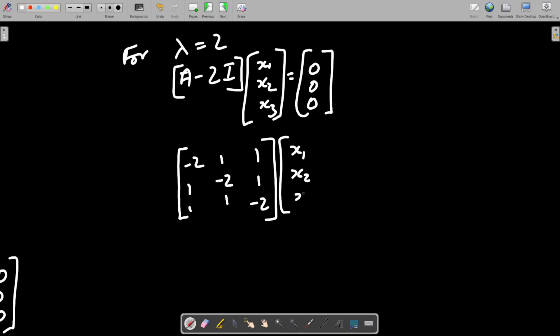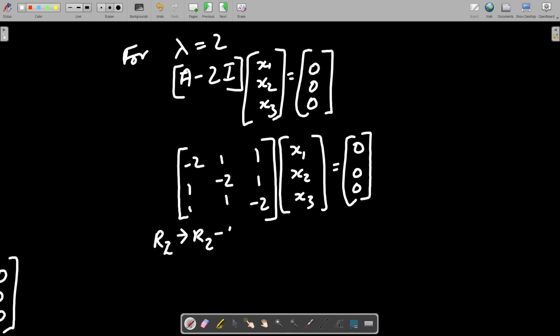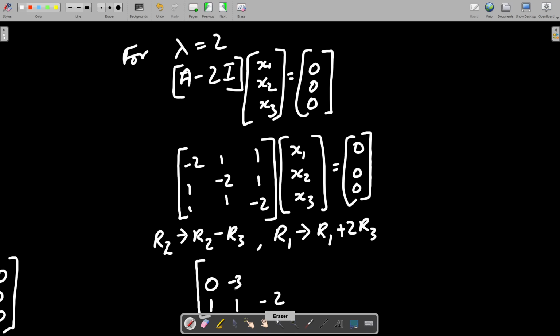X1, X2. I'll just simplify this matrix a little. So I'll use R2. R2 is changed to R2 minus R3. R1 also I'll change. R1 is changed to R1 plus 2 times R3. So this is 1, 1 minus 2. Subtracting this from this will give me 0, minus 3. This will become plus 3.